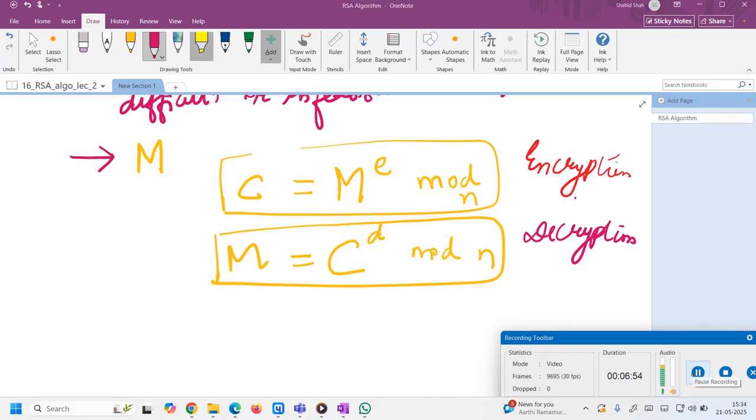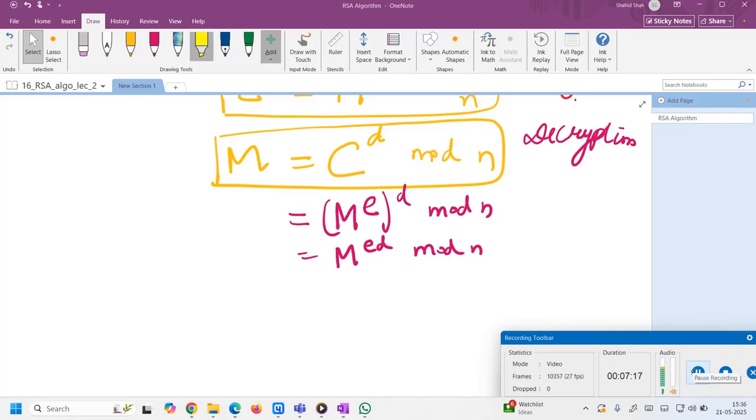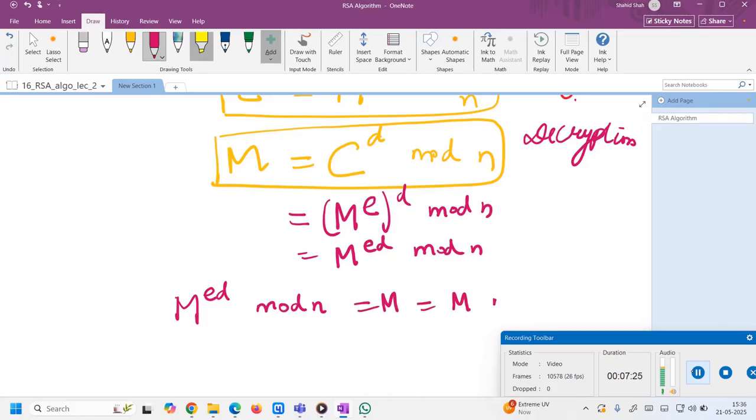Now you see we can also write it like this. This C we can write as M to the power E, then to the power D mod N, which can be written as M to the power ED mod N. Since we are doing modulo N, and C is also computed using modulo N, this operation is fully valid. Now look at the requirement. We need M to the power ED modulo N to be equal to M. This we can also write as M modulo N, because we know that M is less than N. So now what do you observe here?